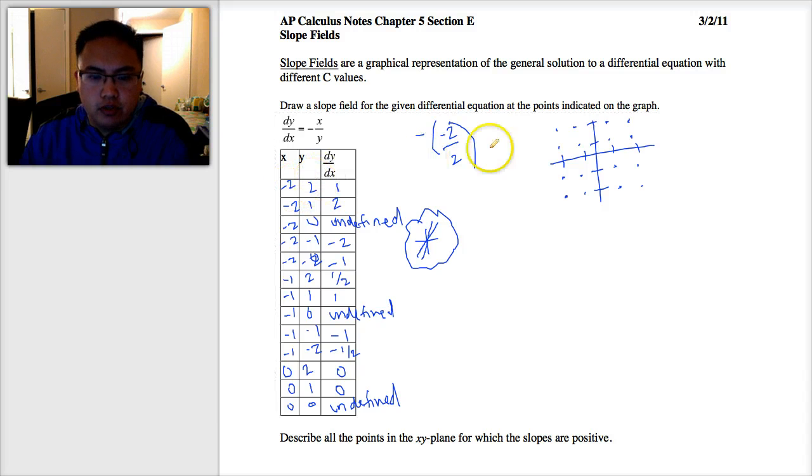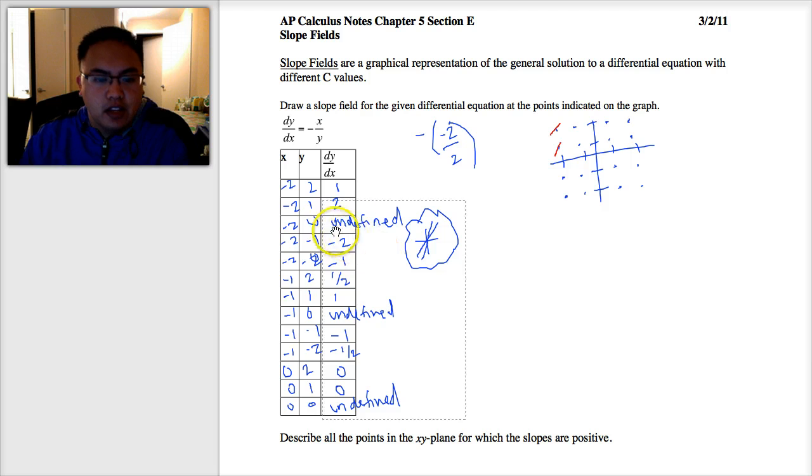So at negative 2, 2, which is right here, I'll use a different color. At negative 2, 2, I need to draw a slope of 1. And you can't be exact, but that is a slope of 1 right there. Okay. At negative 2, when I have to draw a slope of 2, remember it's a little bit steeper than this. So I'll draw, see, I'm not that good, but I'll draw one that's a little bit steeper.